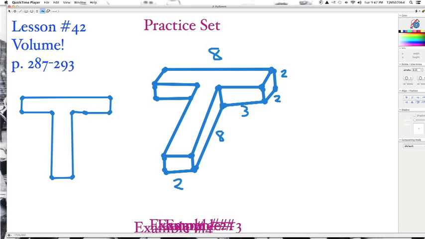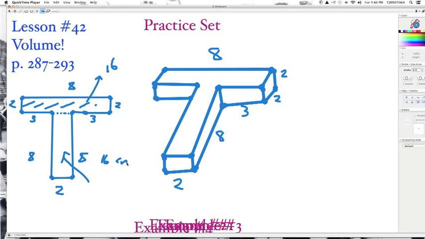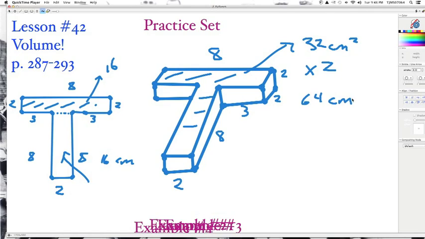Well, we know this is 8. We know this is 2. We know this is 3. So this must be 3 and 2. We know this is 8 and 8 and 2. So if we chunk these pieces, I'm going to say this piece up here is 8 times 2. So this must be 16. And if I look here, this piece is 8 times 2, 16. So if I added those up, I know that this piece is 32 centimeters squared. And now all we have to do is multiply by the height, which is 2. So we have 64 centimeters cubed.